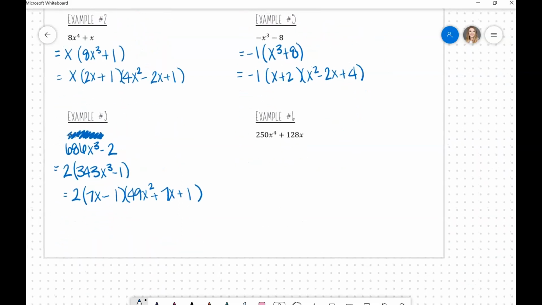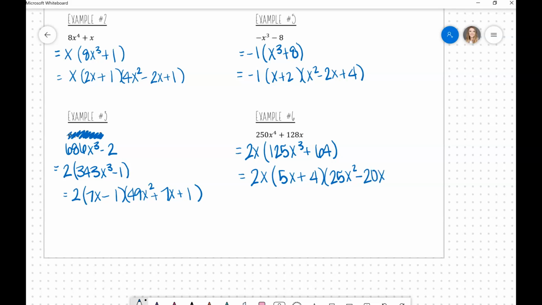Example 6, your greatest common factor. There's a little bit more to pull out here. Notice that both have an x in common. You could also pull out a 2. I think a 2 is the largest that you could. So we can pull out a 2x. That will leave us with 125x cubed plus 64. Now we're left with the sum of cubes. So we'll have a 5x and a 4. That would leave us with 25x squared minus 20x plus 16. And we're done.